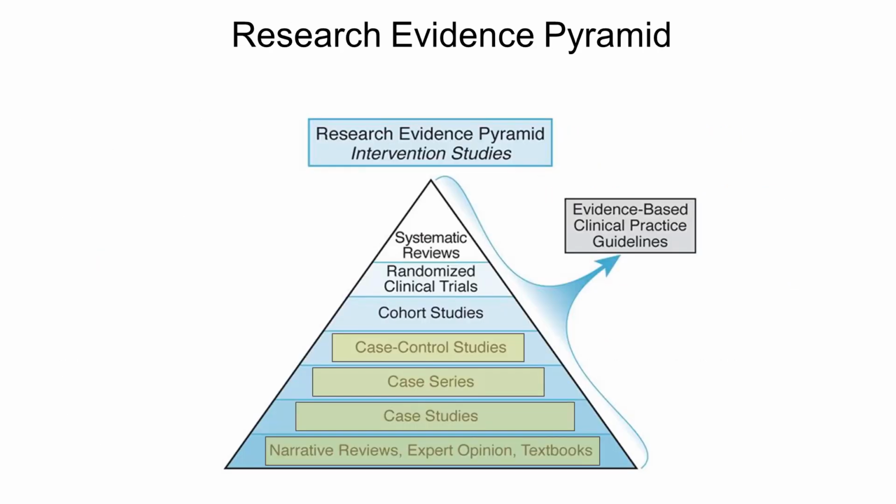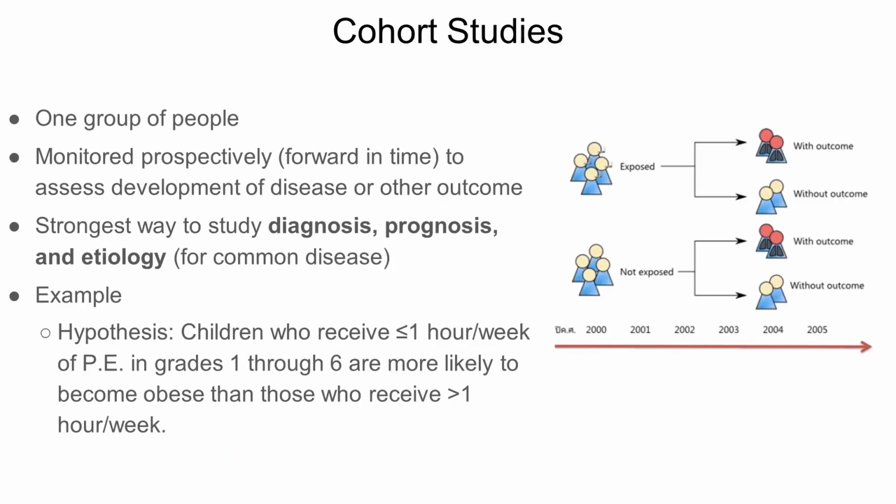Moving on, now we're going to look at cohort studies. Cohort studies are so named because they follow one group of people, or a cohort, forward through time. They're considered a higher level of evidence than case control studies because they are prospective as opposed to retrospective. They can be used to identify diagnoses, prognosis, as well as etiology for diseases. And an example of a cohort study hypothesis is shown at the bottom of the slide.